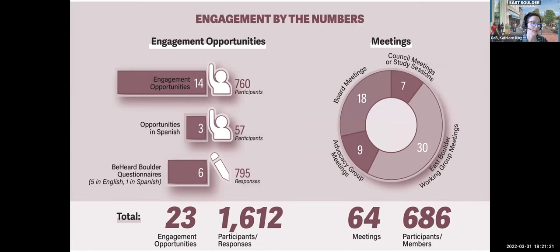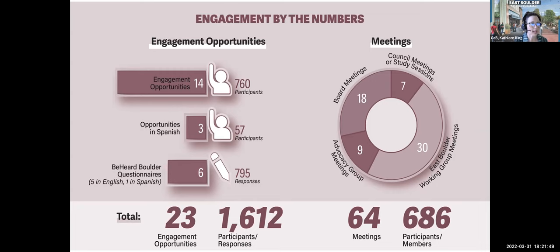We've had excellent participation by the community throughout the process. Over 23 different engagement events and opportunities, 24 actually, I think, after yesterday's community meeting. And the process has also been guided by a working group of 21 community members who have met 30 times over the last 3 years to help shape recommendations of the plan and communicate the project out to the community.